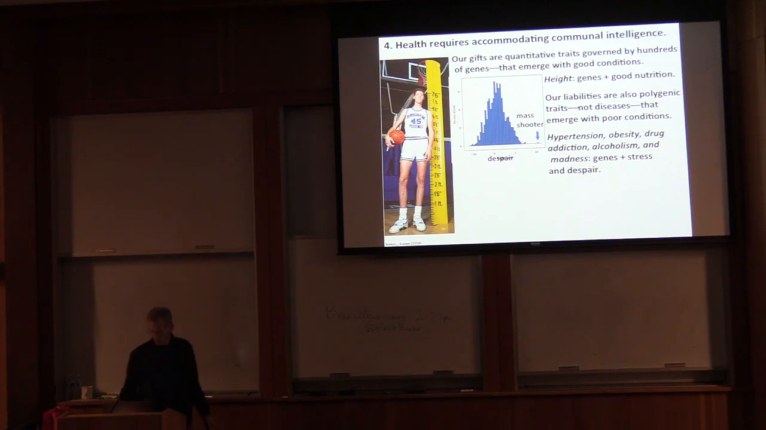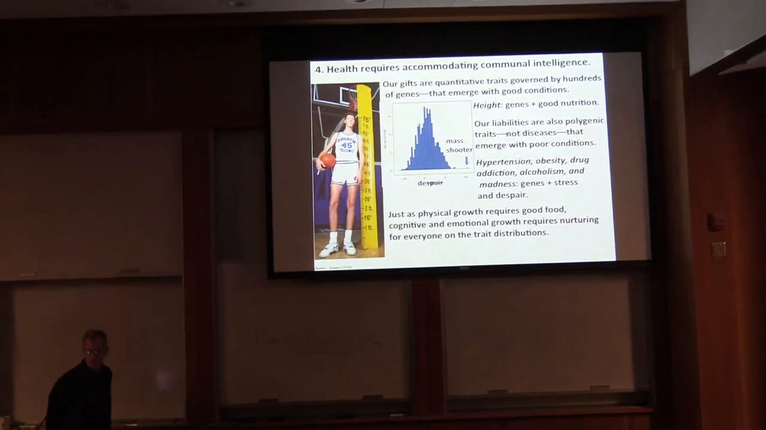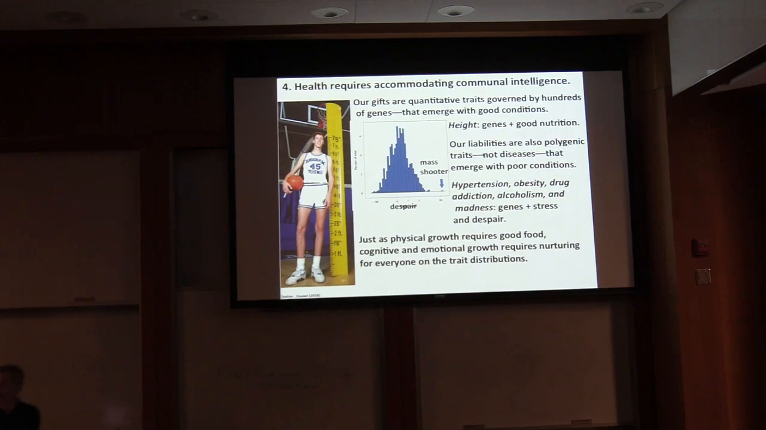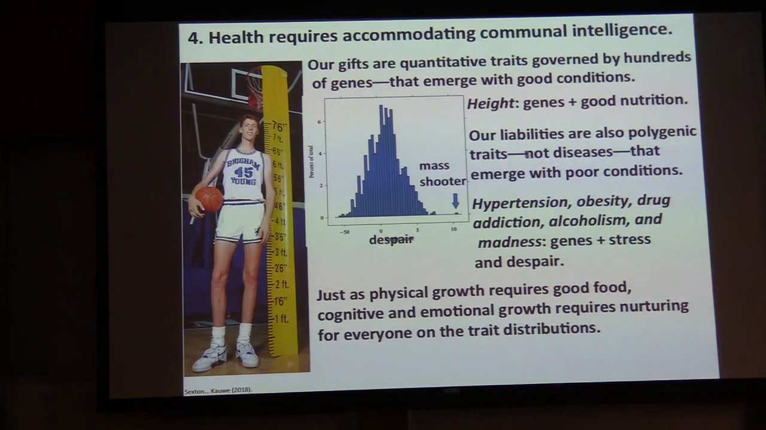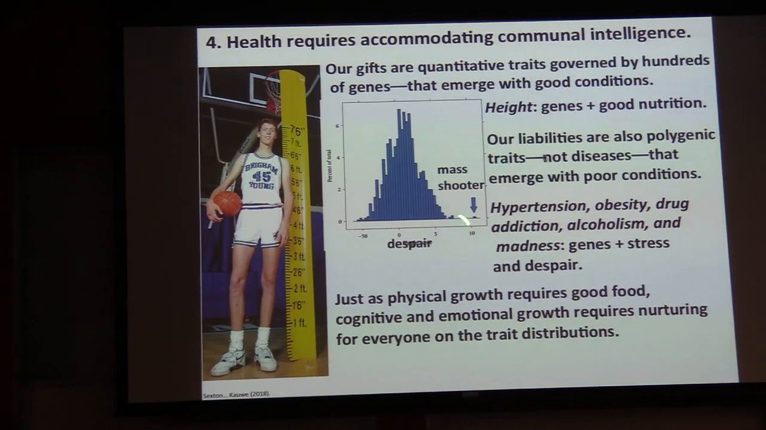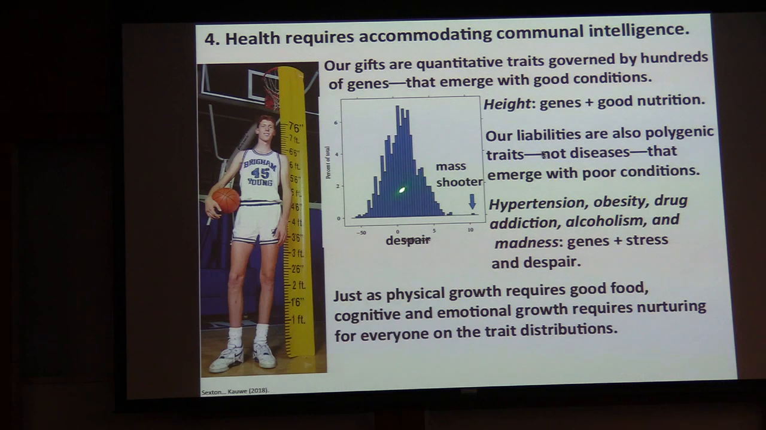I think the point is that as physical growth requires good food, cognitive and emotional growth require nurturing for everybody on these trait distributions. Most of these causes are not out here; they're in here. So what we need to do to treat all these things is to shift this whole distribution to the left, and more people will be okay.